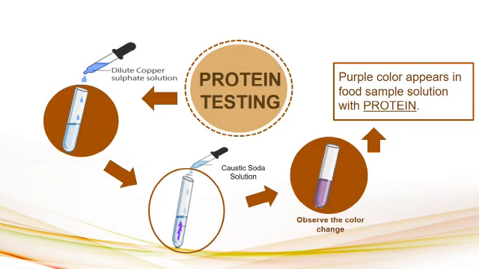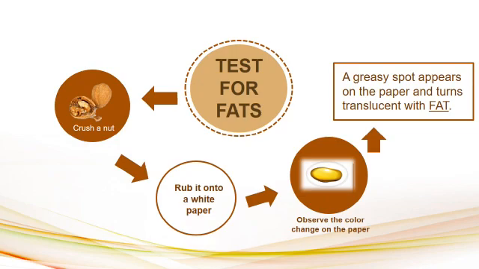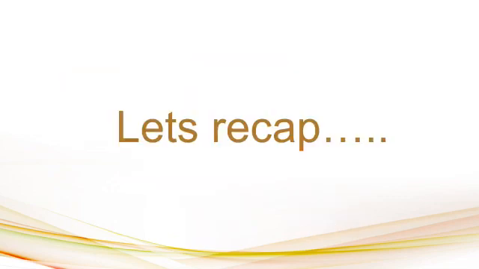Test for protein. Make a paste of food item for testing. Put it in a test tube and add 2 drops of copper sulfate solution and 10 drops of caustic soda solution. Observe the change. A purple color indicates the presence of proteins. Test for fats. Crush a nut, rub it onto a white paper and observe the change. An oily patch on paper shows the presence of fat in the food item. Let's have a quick recap for all the tests.